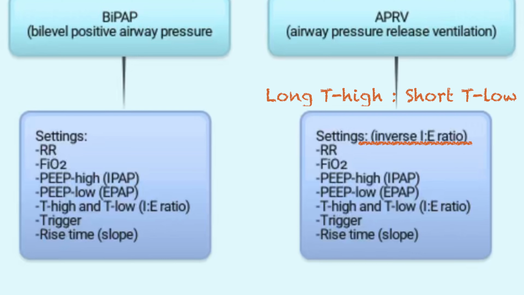So airway pressure release ventilation has a long inspiratory positive airway pressure, or IPAP, and a very short expiratory positive airway pressure, or EPAP. Okay? So that's the difference.